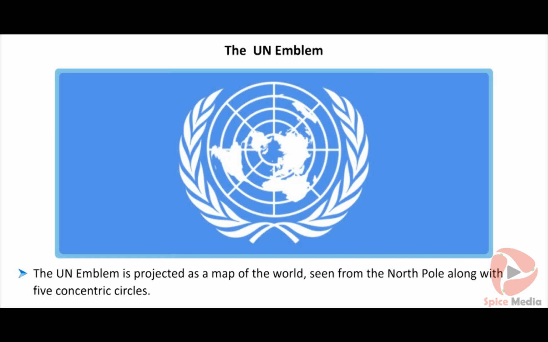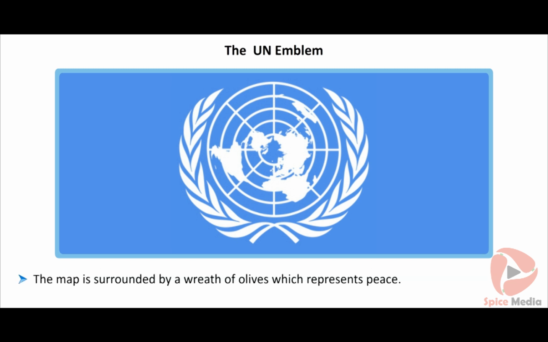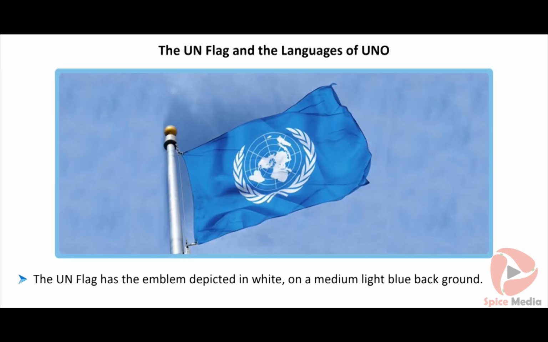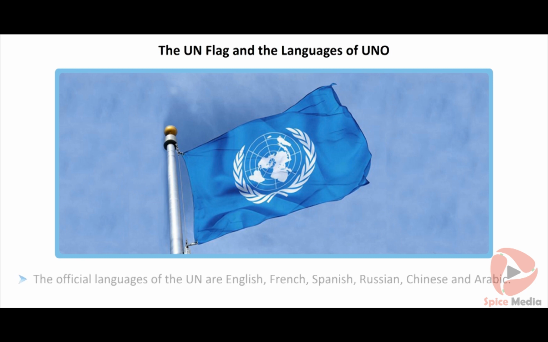The UN Emblem. The UN Emblem is projected as a map of the world seen from the North Pole along with 5 concentric circles. The map is surrounded by a wreath of olives which represents peace. The world map symbolizes UN's concern for peace and security in the whole world. The UN flag. The UN flag has the emblem depicted in white on a medium light blue background. The official languages of the UN are English, French, Spanish, Russian, Chinese and Arabic.